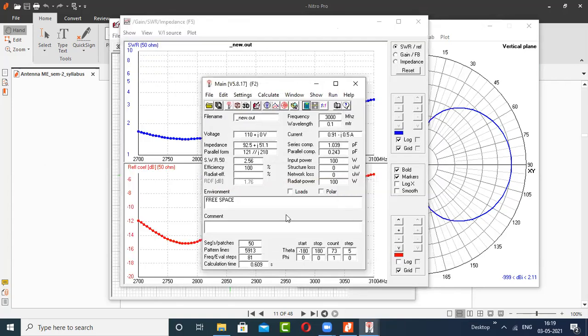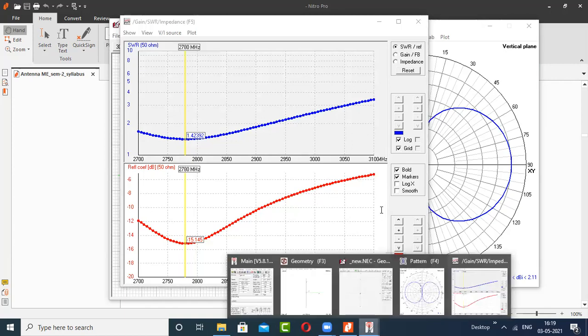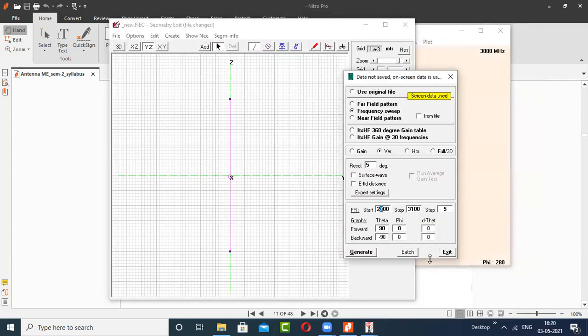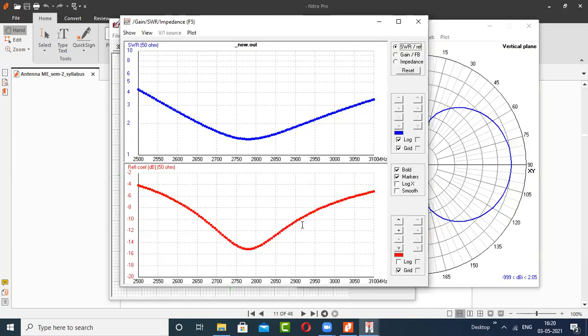Okay. So now you see the maximum dip is somewhere here. But still the left hand side frequency, that is 2700, is almost at minus 12. So the worst case is minus 10 dB, which means I can go further. I mean I can reduce this lower frequency further. So once again, I will go to the main geometry edit window, and I will reduce the lower frequency to, suppose, 2500, and we'll see what happens. 2500 and 3100. Okay.